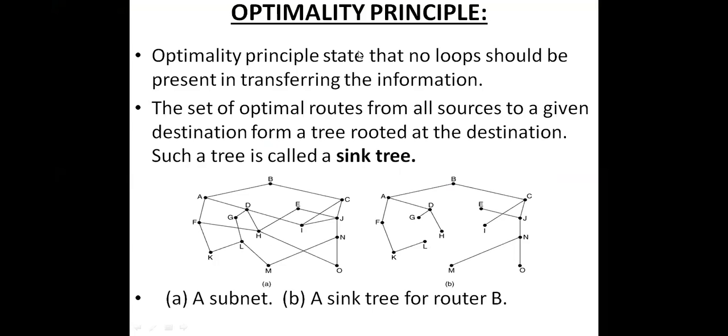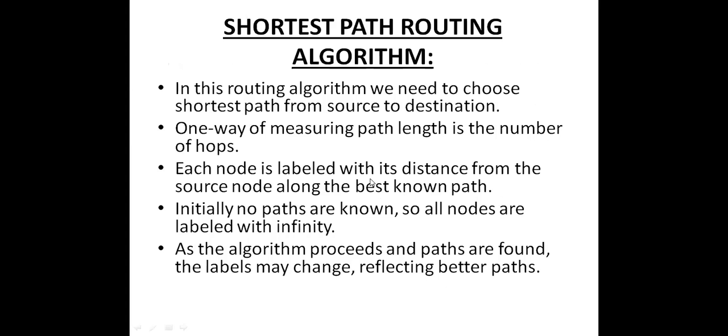The optimality principle states that no loop should be present in transferring the information. So in a network, there should not be any loops. A network without loops is called a sink tree. Here there are no loops, right? So a network without loops is called a sink tree.